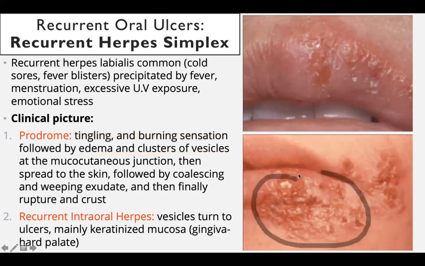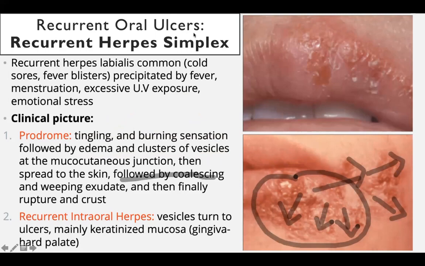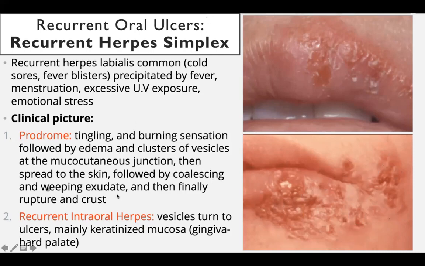So from the mucocutaneous junction, the lesions spread towards the skin, followed by coalescing. By coalescing, they get together and weep exudate. So when they are spreading from the mucocutaneous junction towards the skin, towards the periphery, they coalesce, they get together, and they weep out exudate.